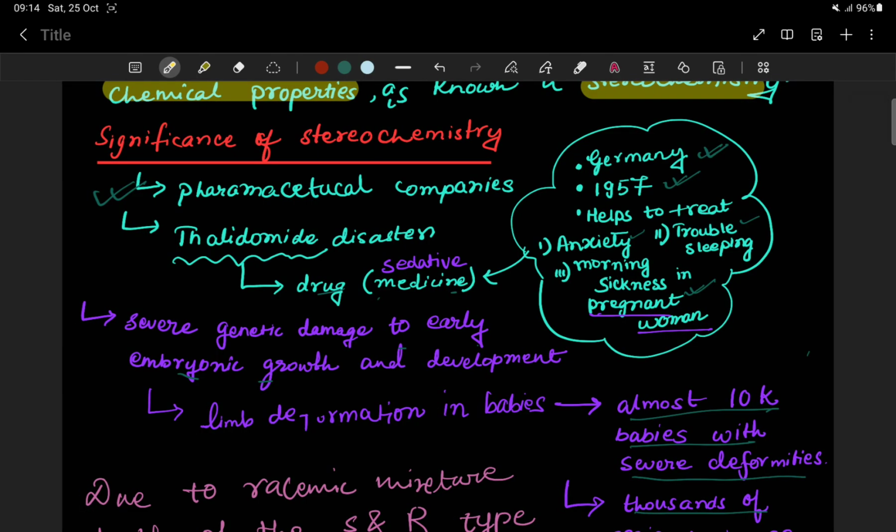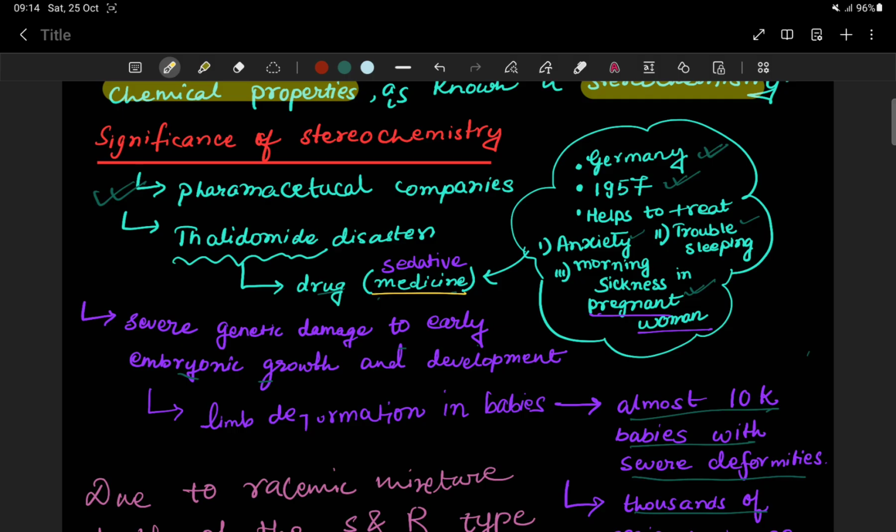So, firstly, thalidomide, a disaster. Why is it called a disaster? Because a pharmaceutical company in 1957 in Germany used it to treat anxiety, trouble in sleeping, and morning sickness in pregnant women. This drug, thalidomide, is actually a sedative medicine. You know what a sedative is? A sedative helps you remove your anxiety, stress and everything. These are known as basic sedatives.